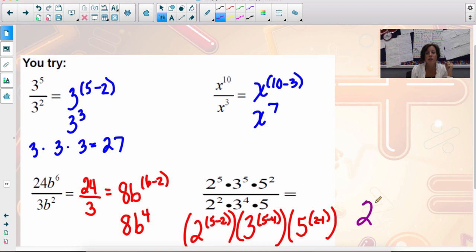2 to the 5 minus 2, which is 3, times 3 to the 5 minus 4, which is 1, times 5 to the 2 minus 1, which is 1. So we have 2 cubed times 3 times 5 when we're all simplified.